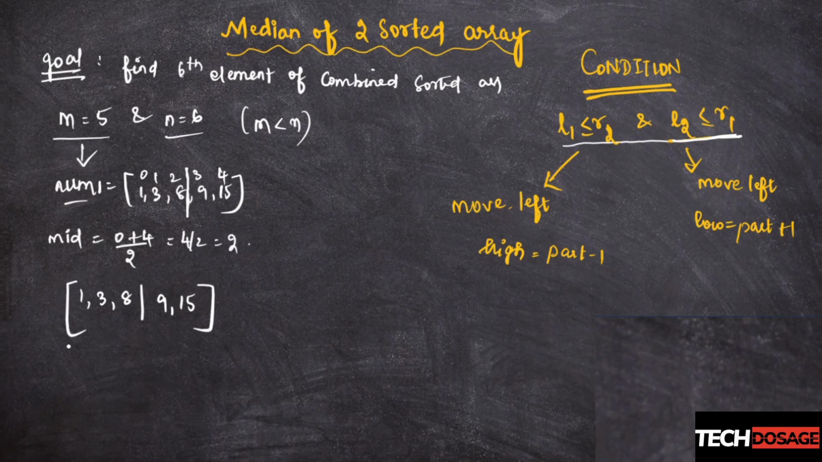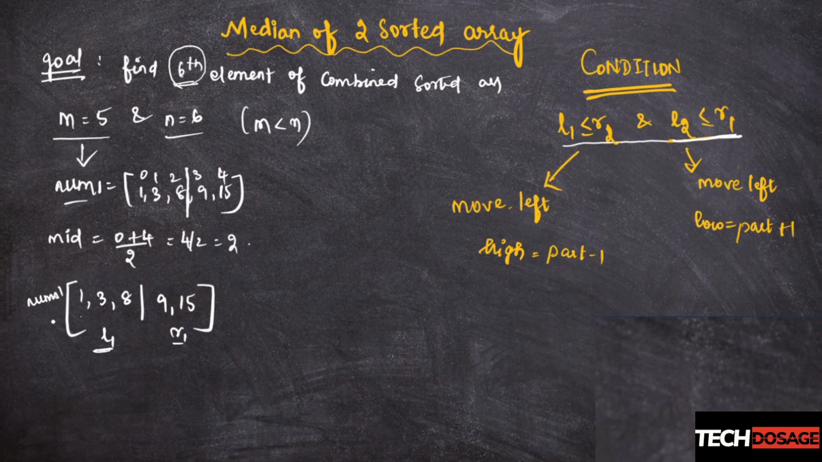I got the partition. I'm going to name this as left 1 and right 1. This is the left side of the partition and this is the right side of the partition, and they correspond to the first array. So this is L1 and this is R1. Now, what is my goal? My goal is to find the first 6 elements. Actually, to find the 6th element, I should find the previous 5 elements also. Only then can I say this particular element is the 6th element and that is the median of the array.